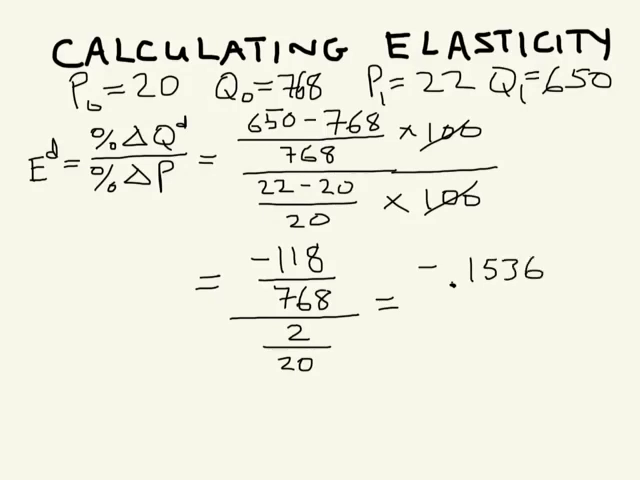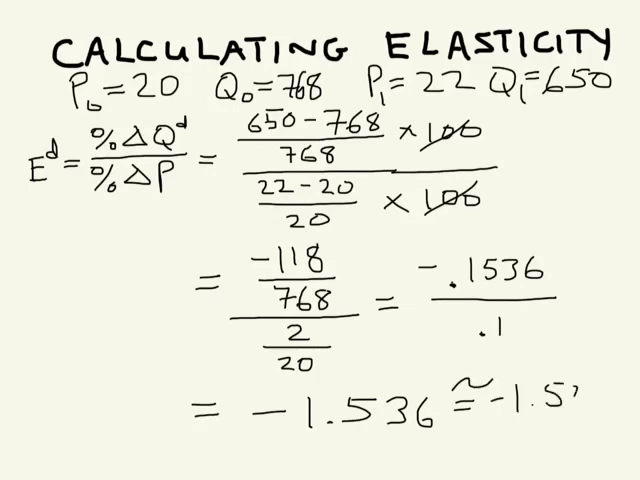0.1536, just rounding to 4 digits. That's probably 2 digits more than I need technically, but we'll leave it at that. And then divided by 0.1, which of course is negative 1.536. And if you just said that's negative 1.5, or negative 1.54, that'd be close enough. 2 digits is what I generally think is enough.